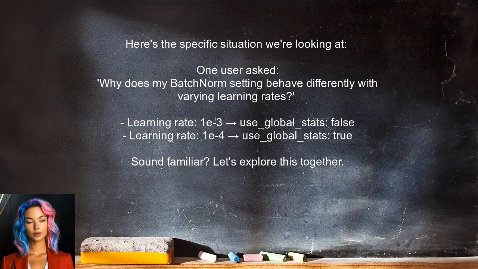Let's take a closer look at a specific case. One user recently asked, "Why does my batch norm setting behave differently with varying learning rates?" They shared their setup, mentioning that with a learning rate of 1 times 10 to the power of -3, they achieved good performance with global stats set to false during testing. But with a learning rate of 1 times 10 to the power of -4, they found better results with global stats set to true. Sound familiar?